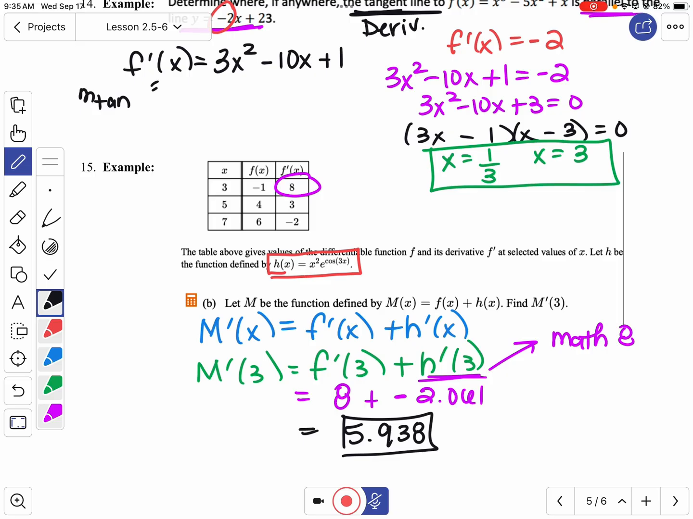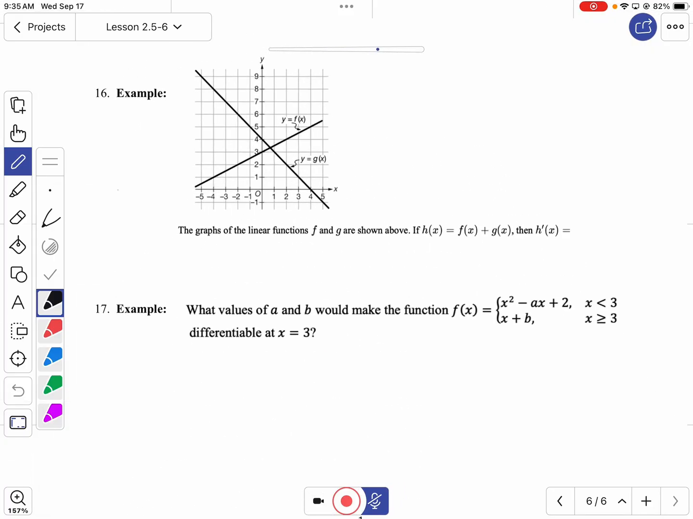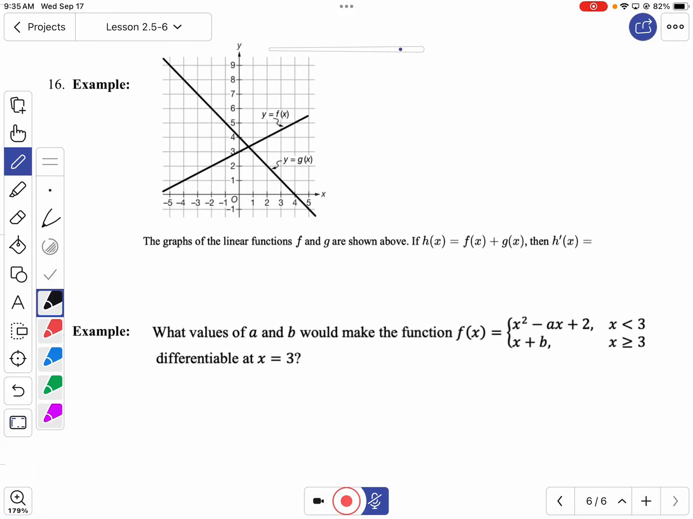All right, let's do a couple more. So just trying to show you lots of different variations here. Ooh, I love this one. They're going to give you a graph problem. You can count on it. All right, so it says the graphs of the linear functions f and g are shown. h is f plus g. Find h prime. Well, that means h prime is f prime plus g prime.